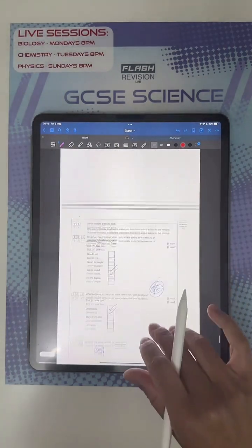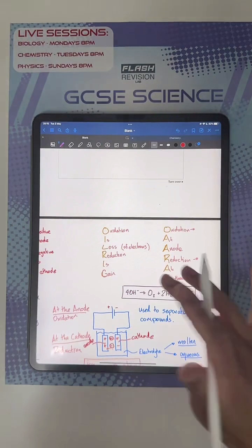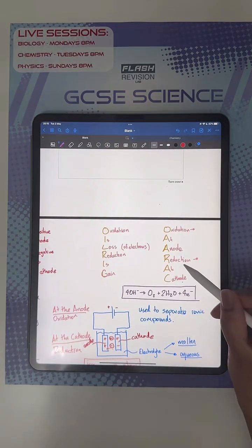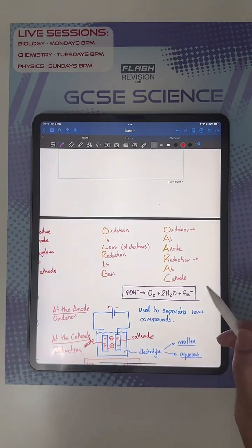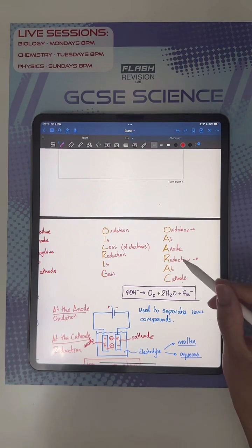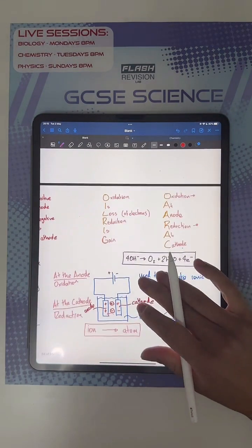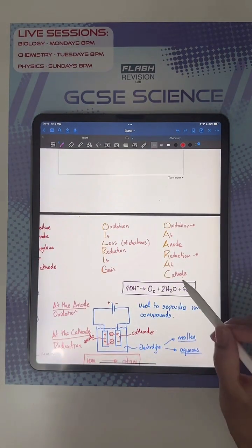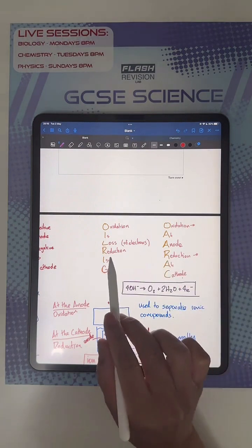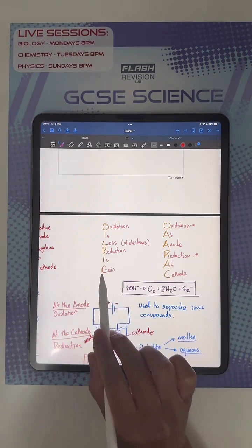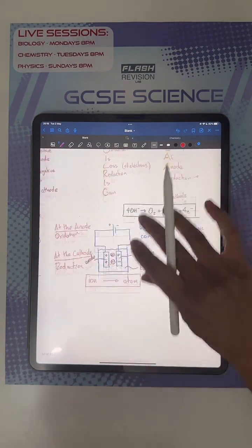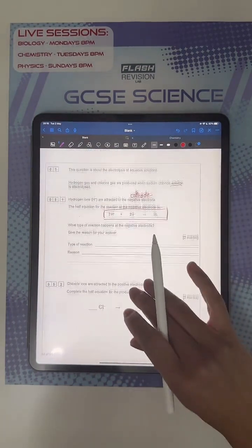We have it in our notes up here. At the cathode, we have reduction. Well done, guys. Remember, at the cathode is reduction. Oxidation's at the anode. And then the second part of the question basically asks what happens at reduction. So in reduction, you have gain of electrons. Those are your 2 marks.